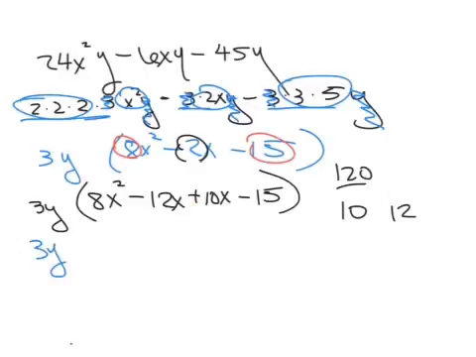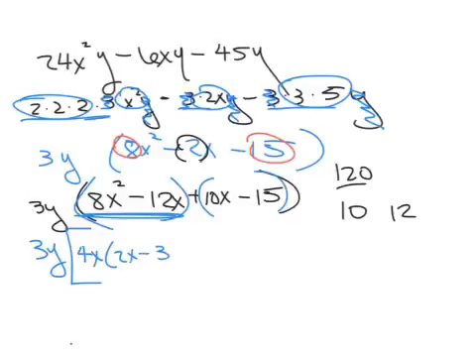So let's do our grouping here. Group that and group that. And let's see, what can I pull out of there? I'm just going to make a big thing there just so I can double up on what I can pull out here. Alright, so I can pull out a 4 and an x, and I'm left with a 2x minus 3. And then I'm going to pull out a, let's see, 10 and 15. I'm going to pull out a 5. And I'm left with a 2x minus 3.